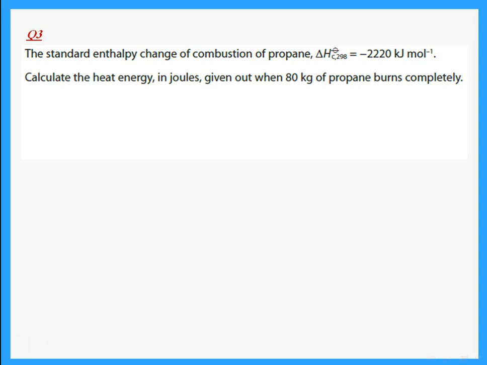This next question says the standard enthalpy change of combustion of propane is this. So he's given me delta H. Calculate the heat energy, which is Q, given out when 80 kilogram of propane burns completely. Now, we know that Q is MC delta T, and we know that delta H is Q over N. These are the two main equations that we need to know. What do we need here? He needs Q. And he already gives me delta H, so I can get Q from delta H. But in order to get that, I need to get number of moles.